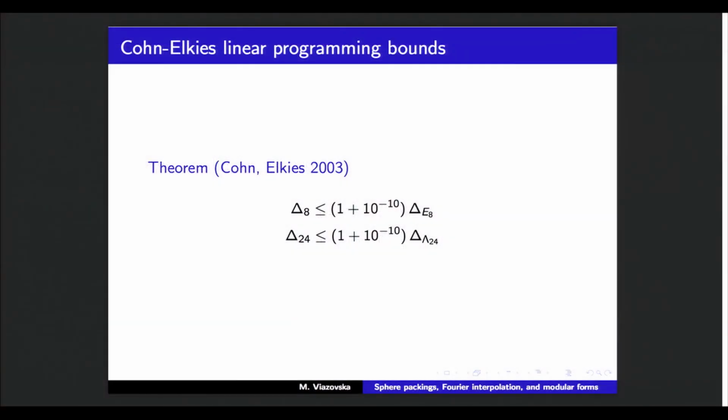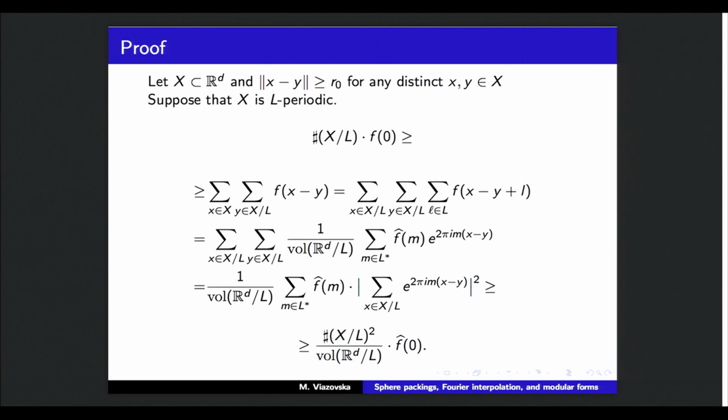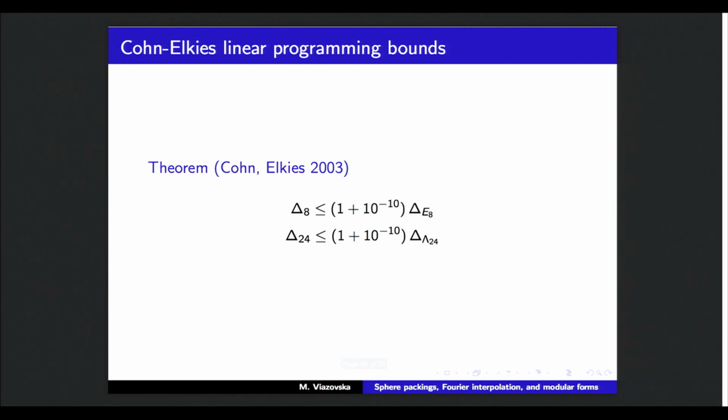And so this method seems to be quite wasteful, because you see what we have done here. We neglected many terms of our double sum, and also at this step, we have neglected many, many terms. So it seems like we will always get some estimate, but we have little hope that this estimate would be actually sharp. However, Cohn and Elkies discovered that in dimensions 8 and 24, the bounds they could obtain using this method were extremely close to the densities of existing packings.